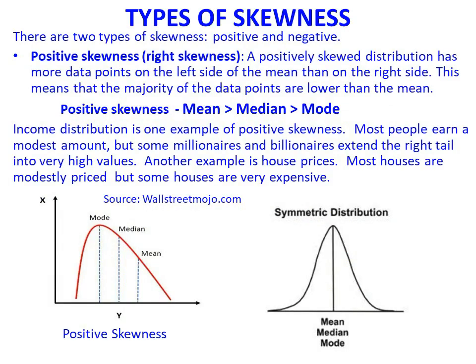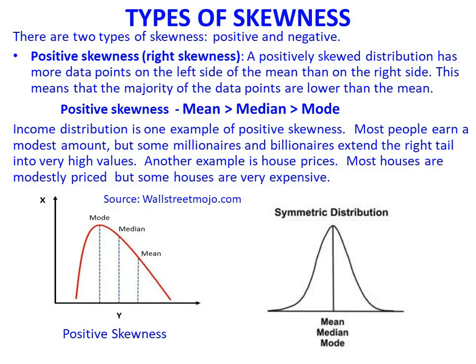There are two types of skewness, positive skewness and negative skewness. Positive skewness, or right skewness. A positively skewed distribution has more data points on the left side of the mean than on the right side. This means that the majority of the data points are lower than the mean. In a positively skewed distribution, the mean will be greater than the median and mode. Income distribution is one example of positive skewness. Most people earn a modest amount, but some millionaires and billionaires extend the right tail into very high values. Another example is house prices.